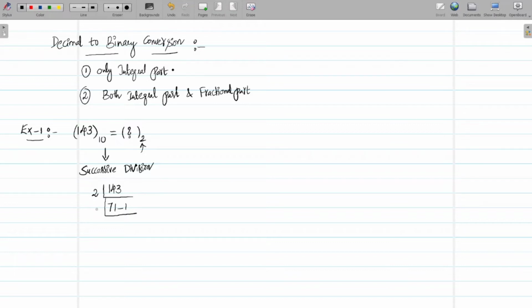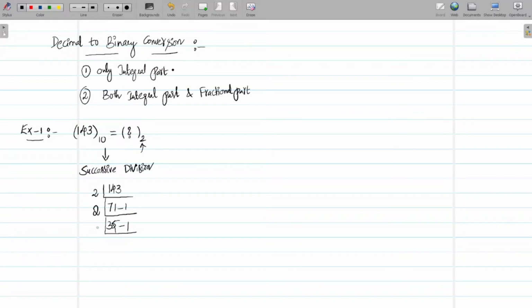Now again divide 71 by 2. If you divide 71 by 2, it is 35. 2 times 35 is 70 and the remainder is 1. So I can write 1.